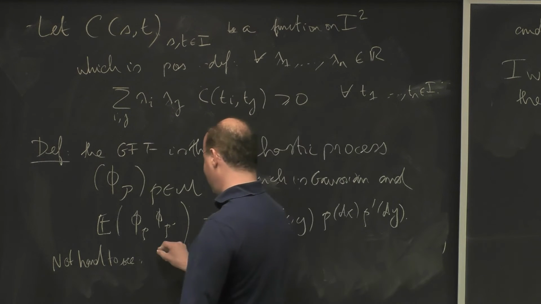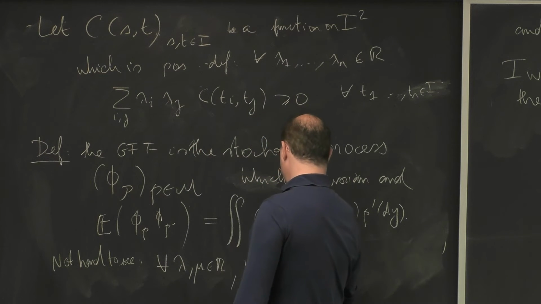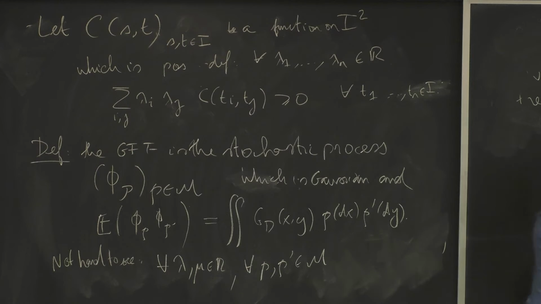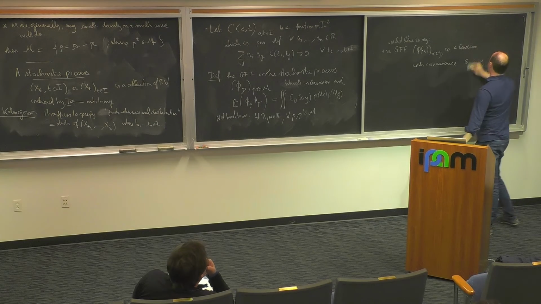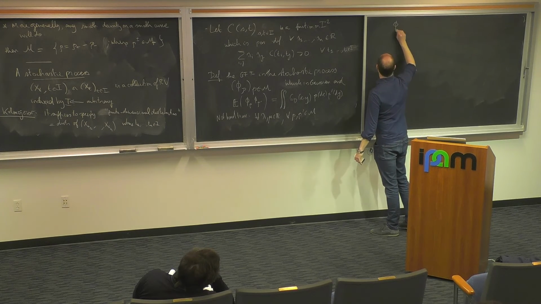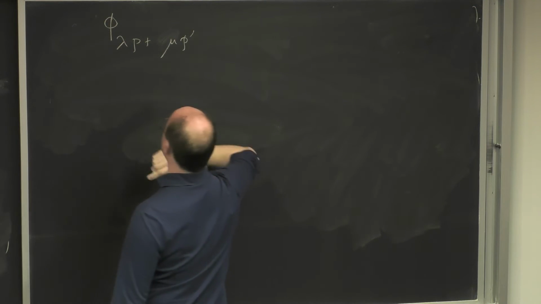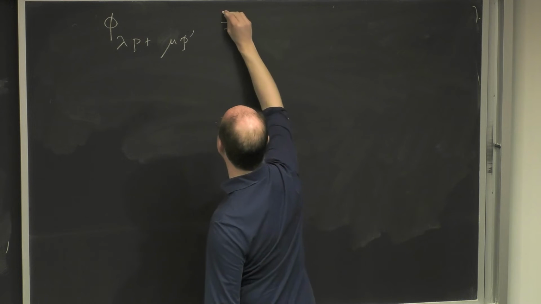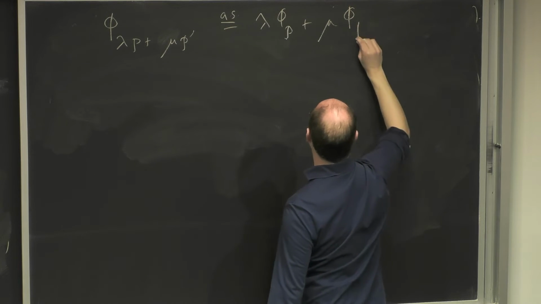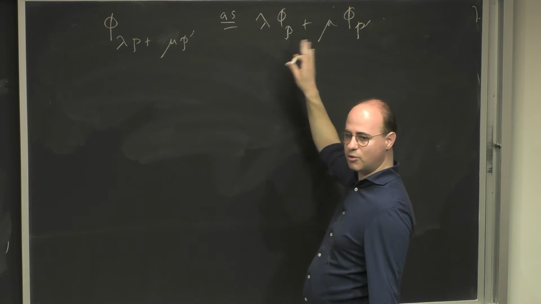For all lambda and mu in R, for all choices of test measures rho and rho prime, we have that phi tested against lambda rho plus mu rho prime is almost surely equal to lambda phi_rho plus mu phi_rho prime. This is an almost sure equality between real random variables.